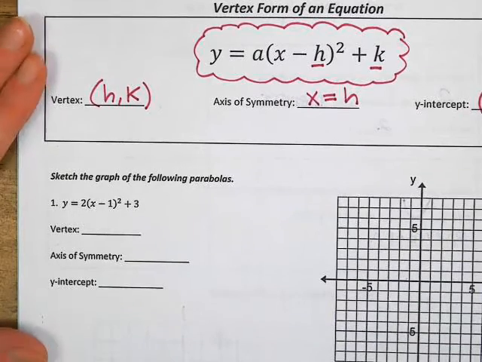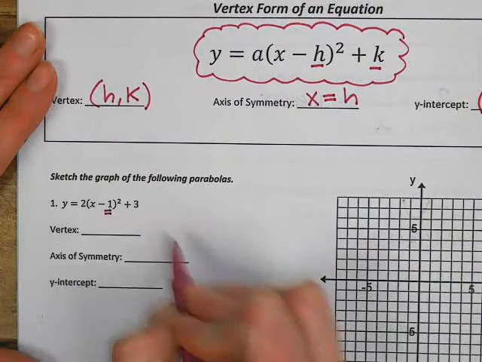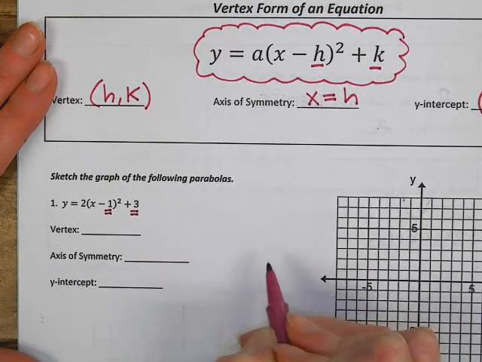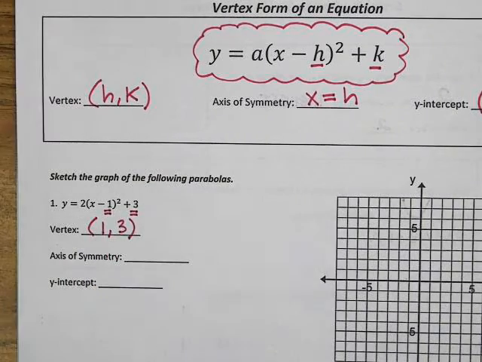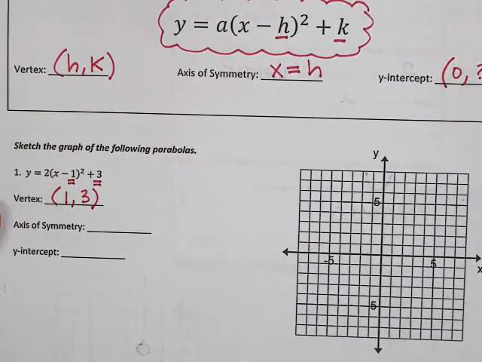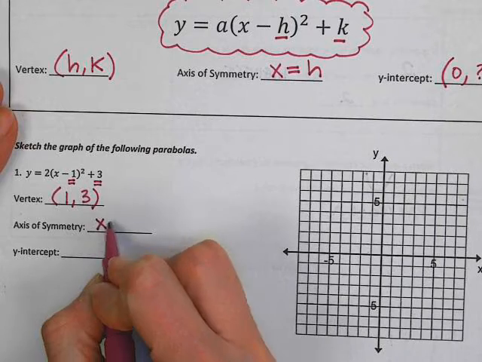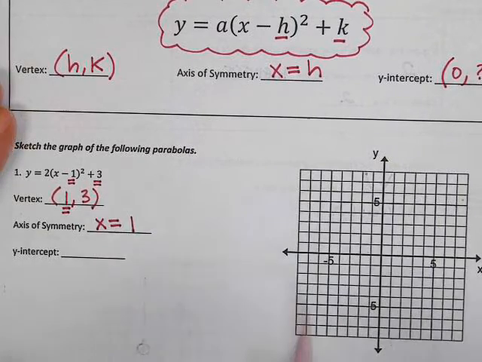But here's where you guys have to be a little careful. So the h is 1 and the k is 3. Okay, so the vertex is 1 comma 3. I guess you didn't really have to be careful there. 1 comma 3. H comma k. The line of symmetry is always x equals the x value of the vertex.